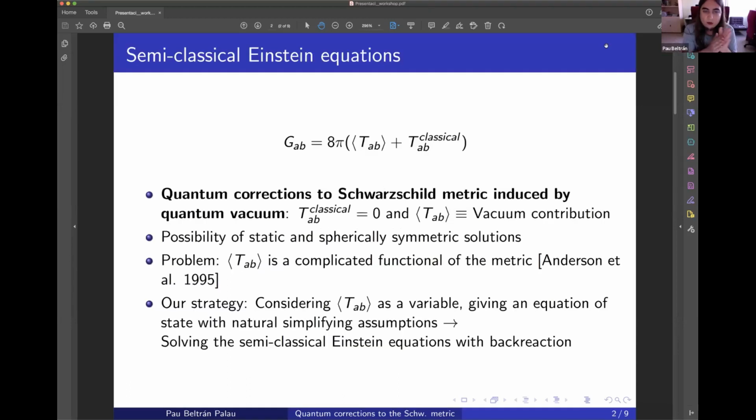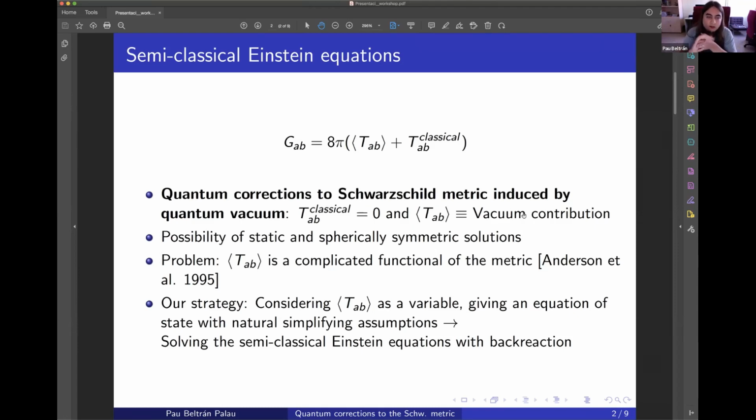Okay, we are going to work with the semiclassical Einstein equations in order to find these quantum corrections to the Schwarzschild metric induced by the quantum vacuum. The semiclassical Einstein equation is this one here, you can see. In our case, since we are searching for corrections to Schwarzschild, we are going to consider the classical part as 0. And then the quantum part is going to be the one associated to the vacuum contribution.